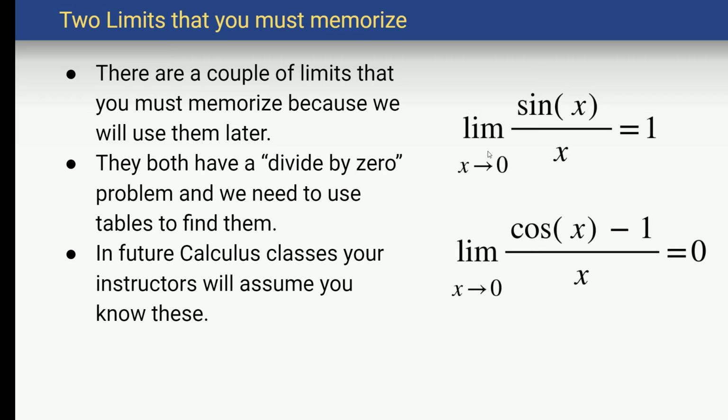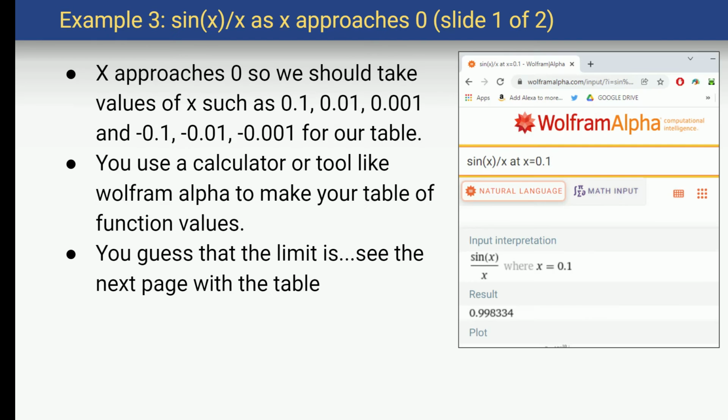So let's go ahead and work these out using tables of values. We're going to do sine x over x first. X approaches 0, it's a limit as x approaches 0, so we should take x values that are close to 0. We're going to take 0.1, 0.01, 0.001. Those are close to 0. We need ones on the other side of 0 too: negative 0.1, negative 0.01, negative 0.001. Those are the x values we want to use for our table.